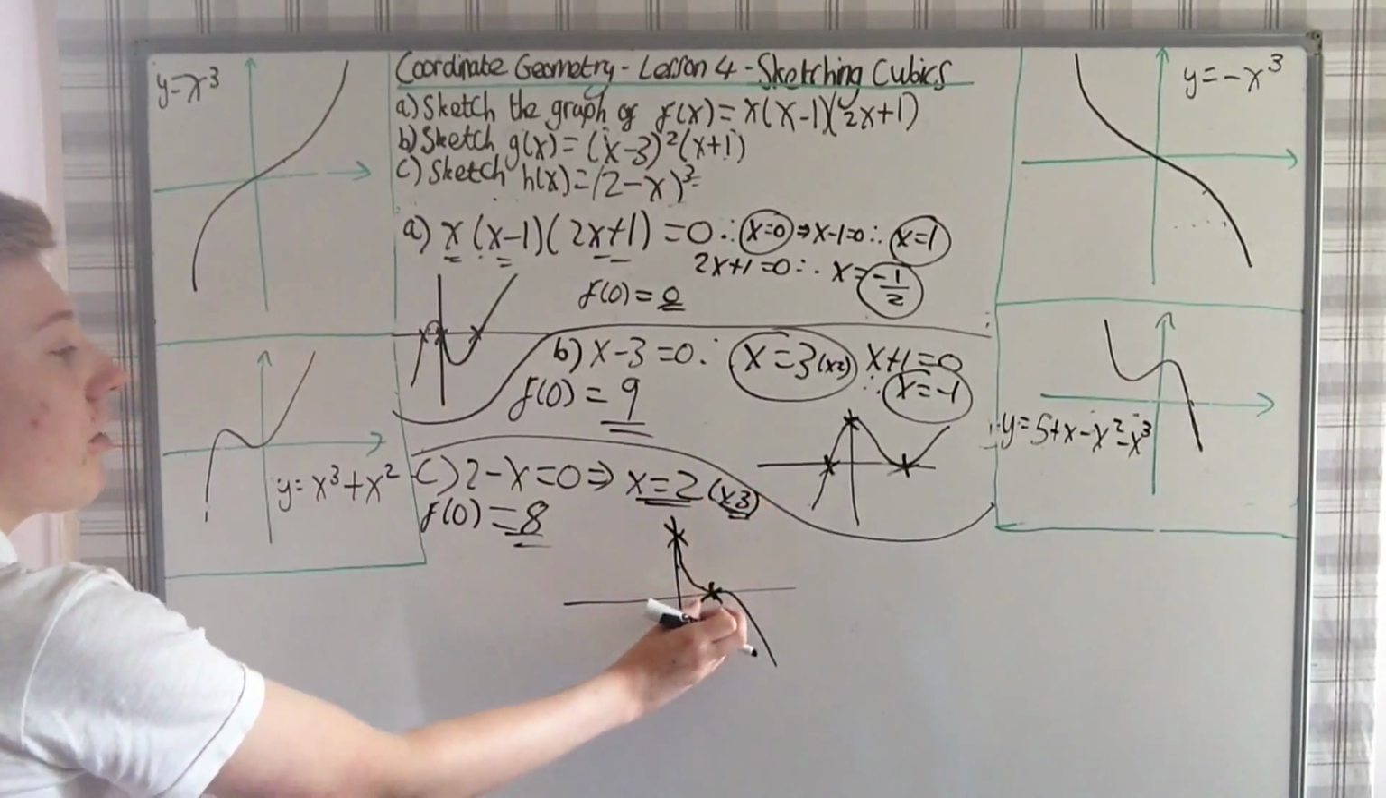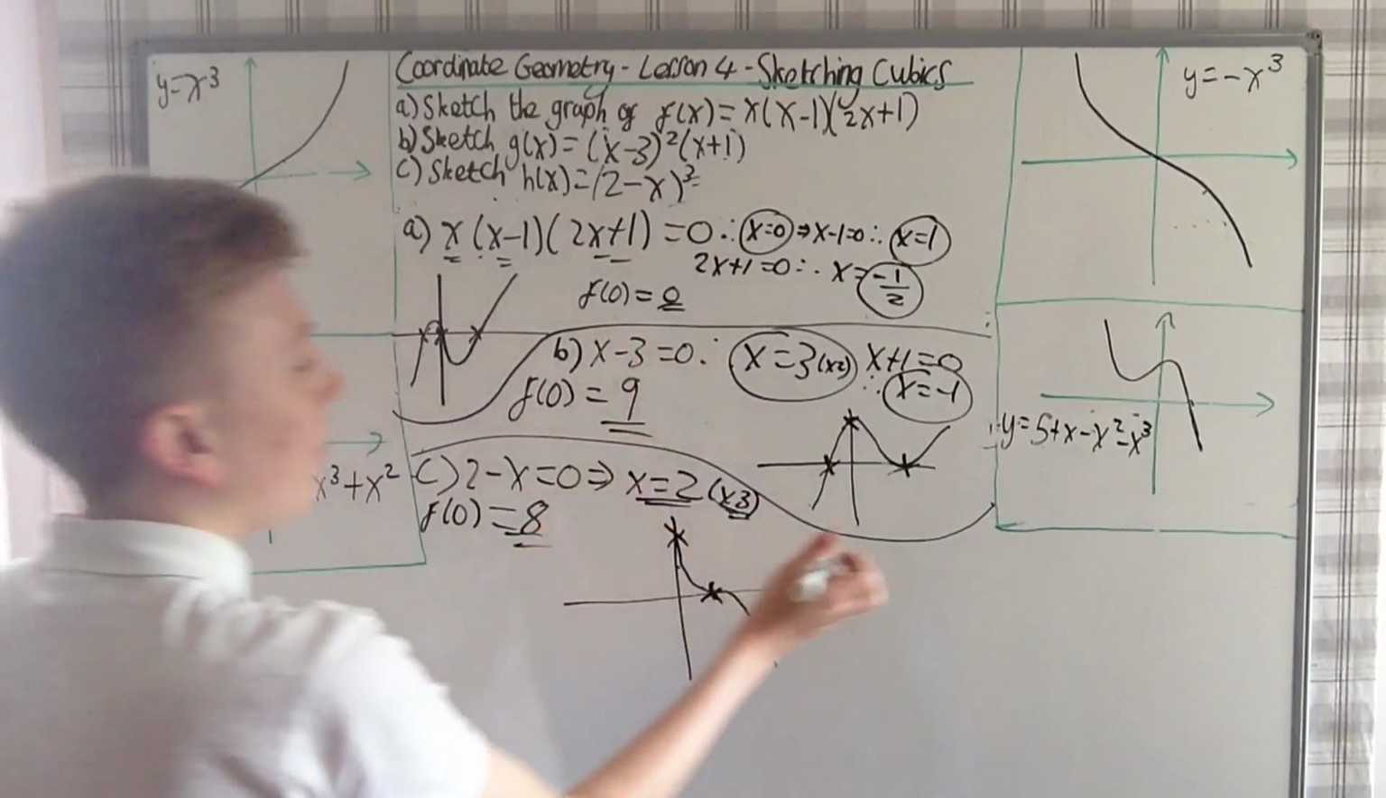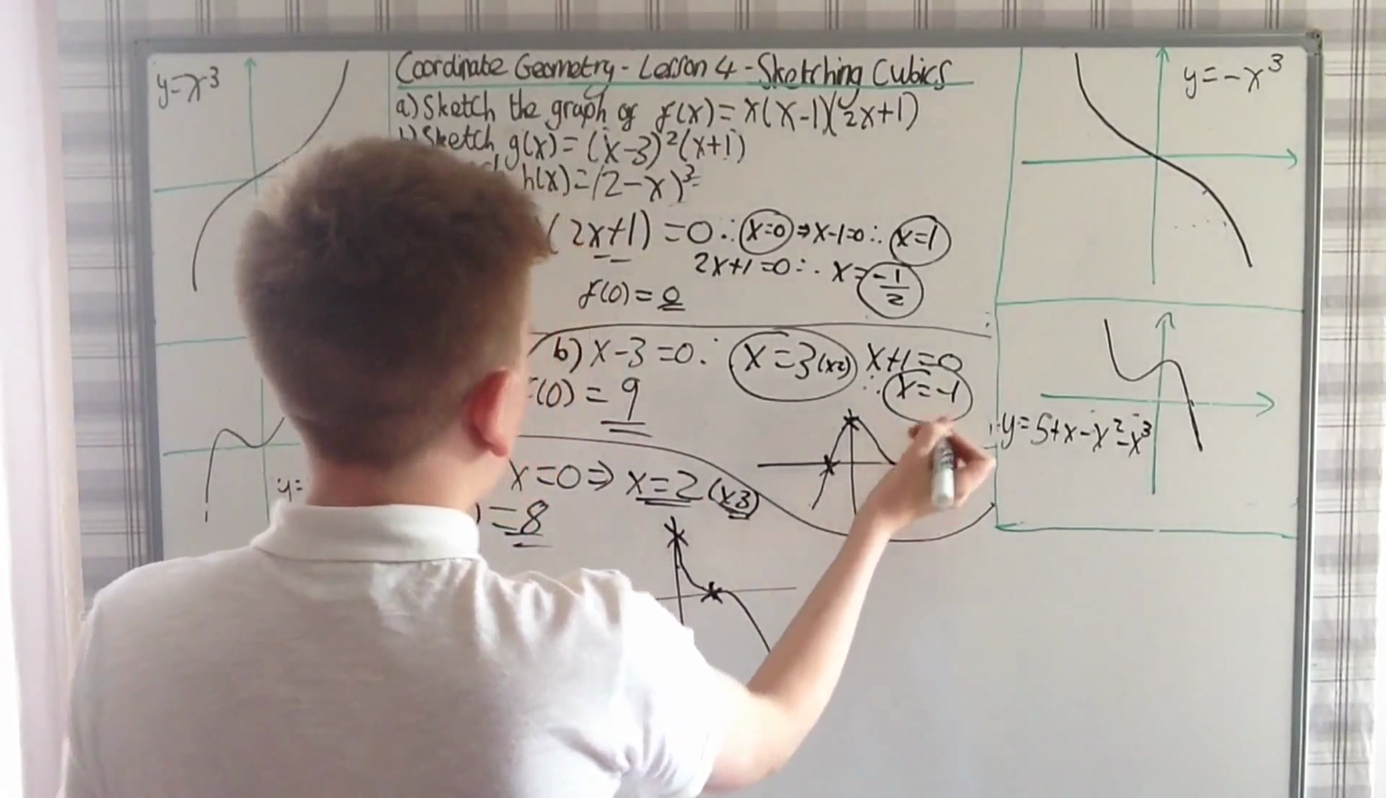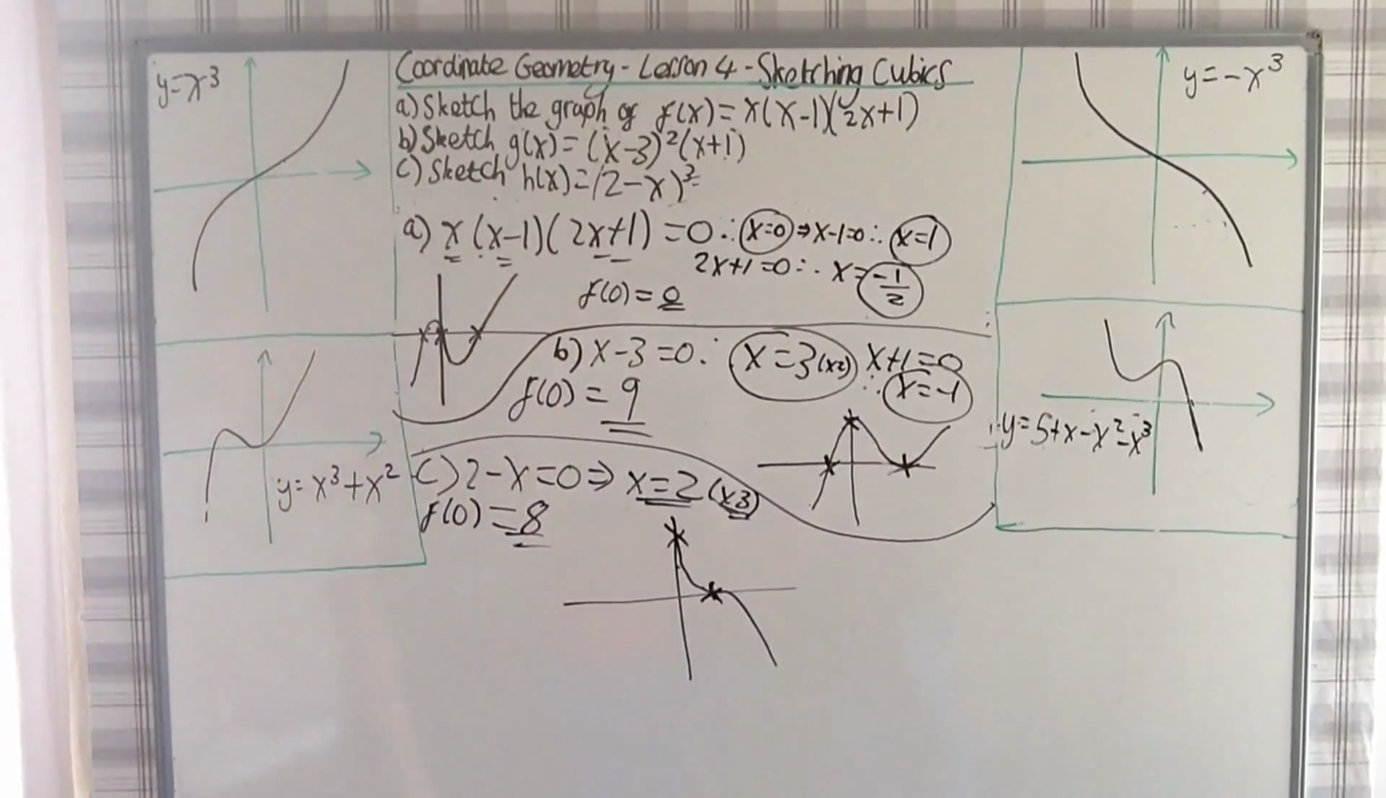So if you've got 3 roots, it will look like this. If you've got 2 of the same root, then it will just reflect. So that's the graph that we get. And there's our answer to the third question. We've sketched all the graphs.